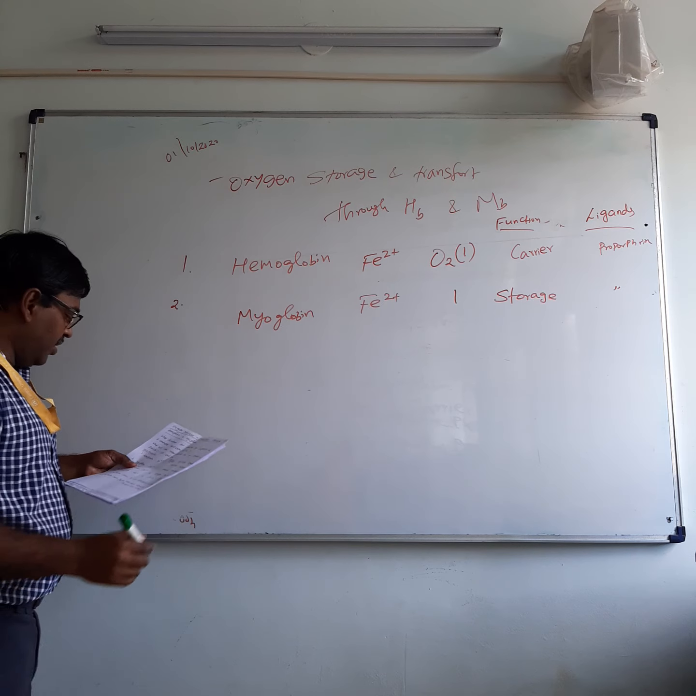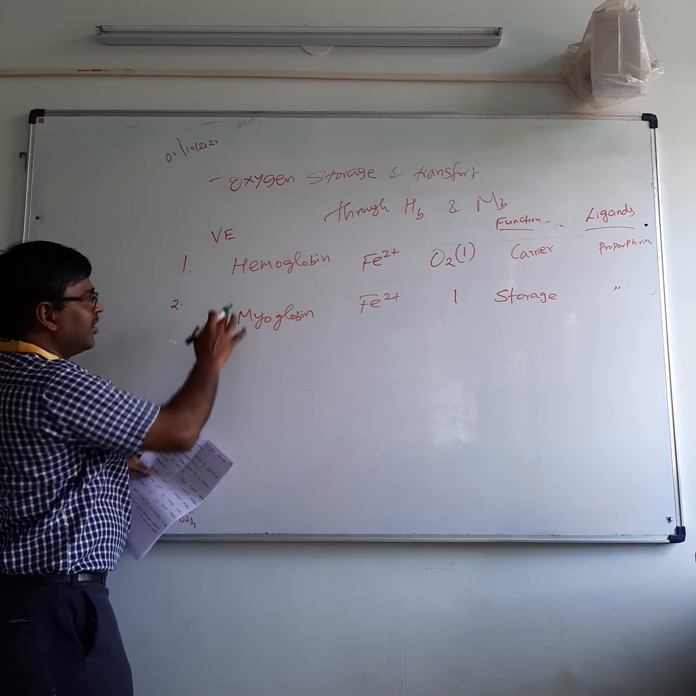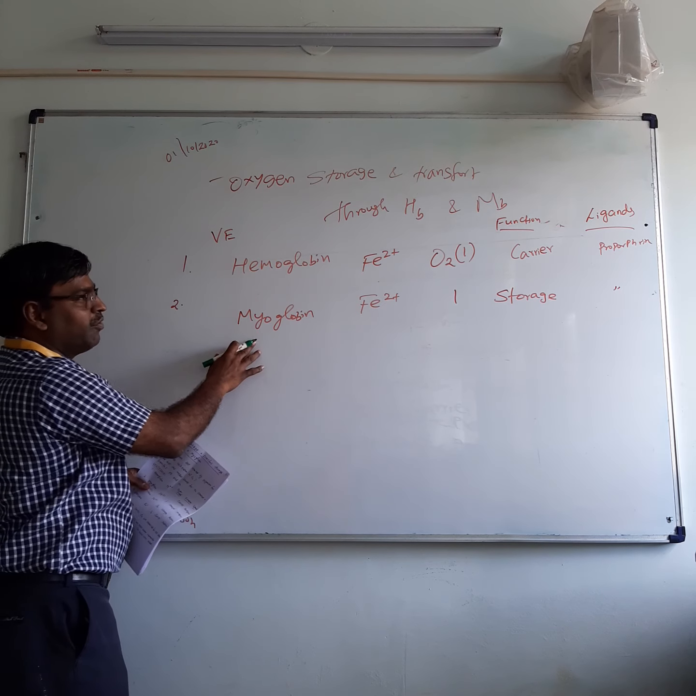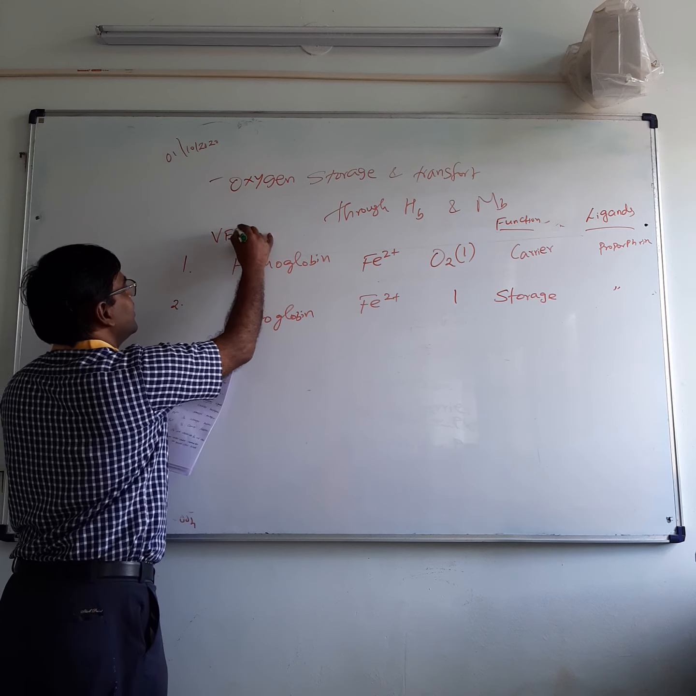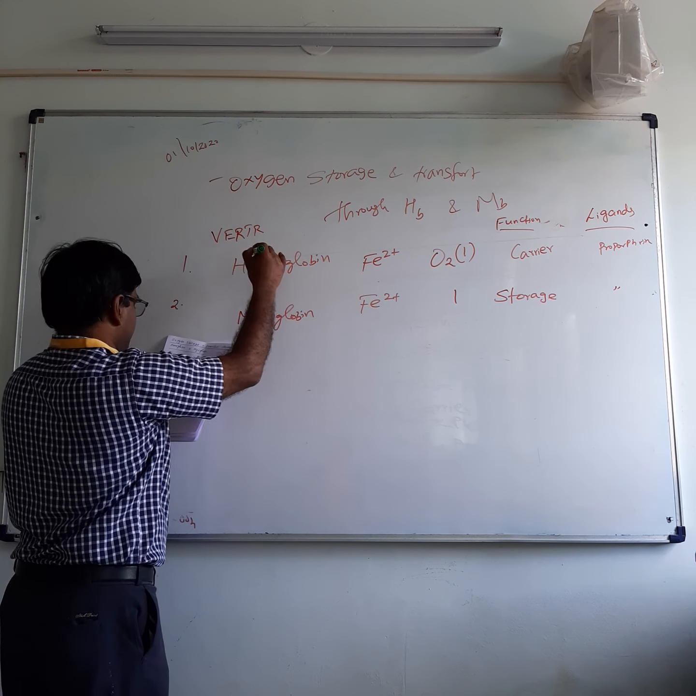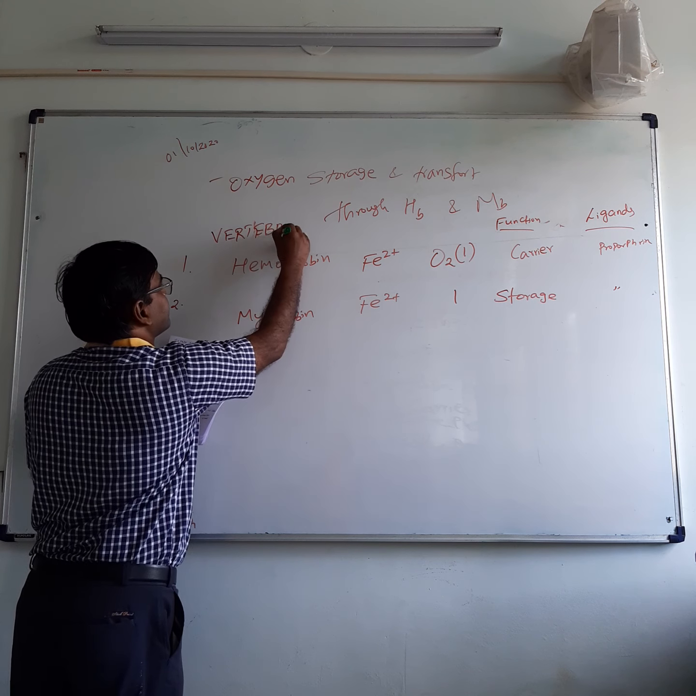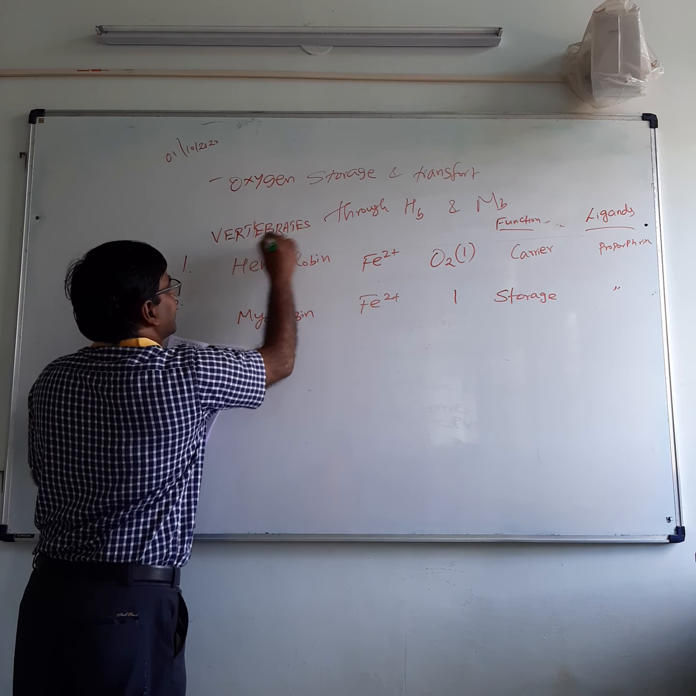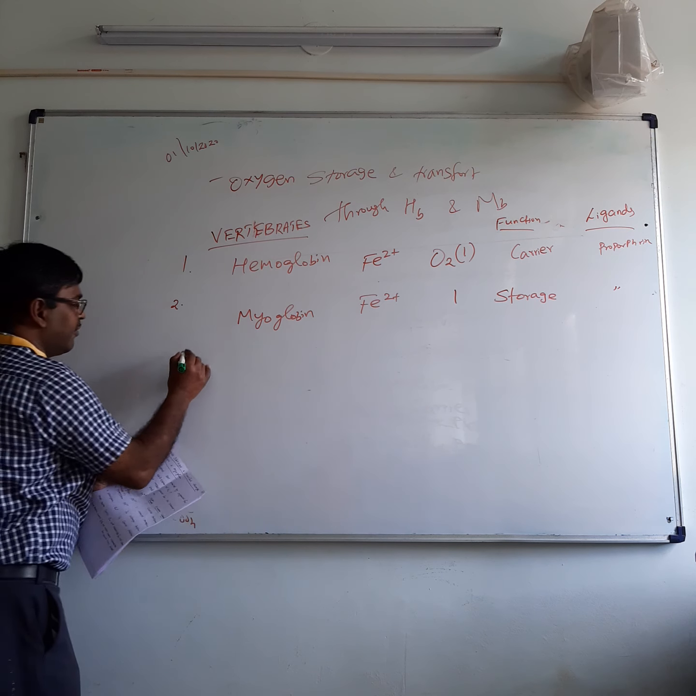In vertebrate animals, hemoglobin and myoglobin are used for oxygen carrying as well as storage. So it is used in vertebrate animals. Then other cases like the invertebrates.